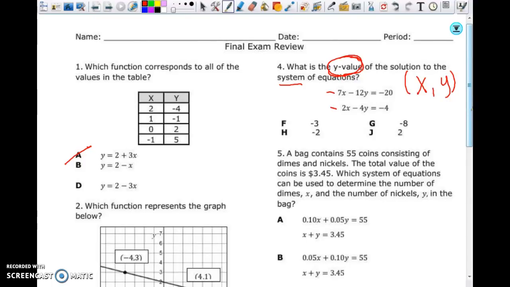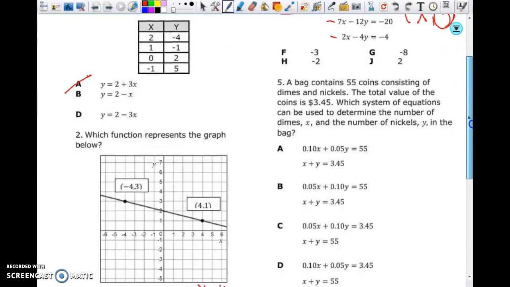Pause the video and put both equations in. Look for the intersection. So this one you're looking for the y. Okay.